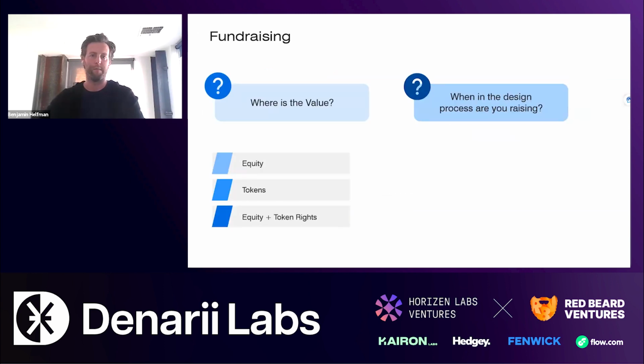Okay, moving on. When it comes to fundraising, one of the differences between Web 2 and Web 3 is that in Web 2, the investors are typically only purchasing equity or some right to equity in the future. Whereas in Web 3, it's unclear where the value in the business is going to accrue. And so investors will want to have exposure to both equity or equity rights and token or token rights.